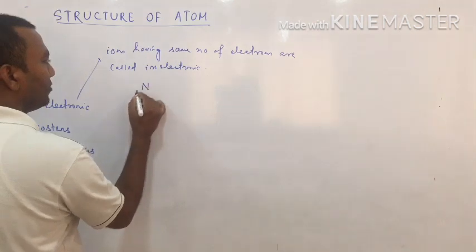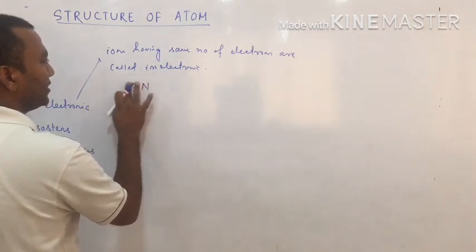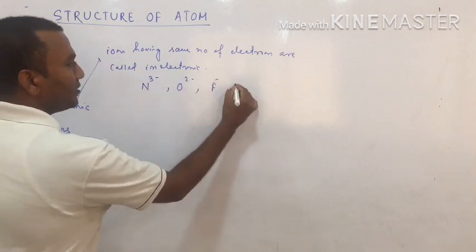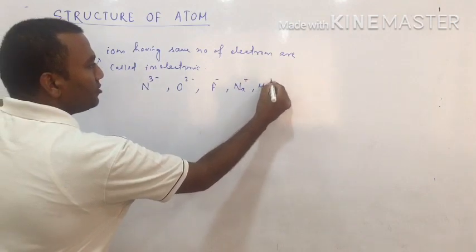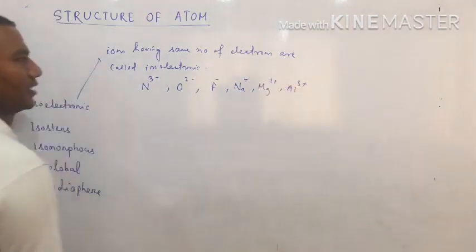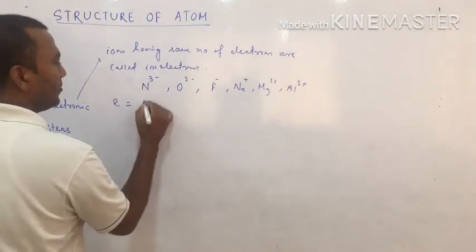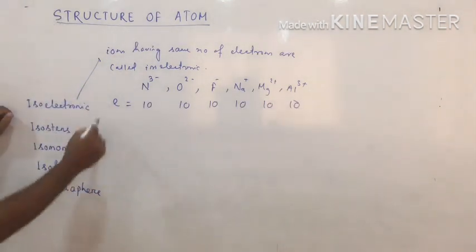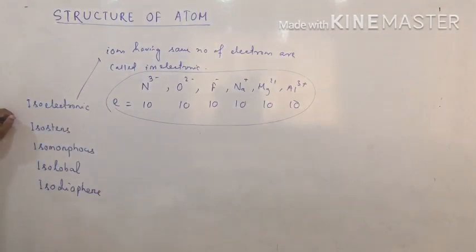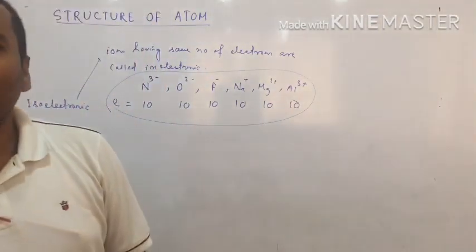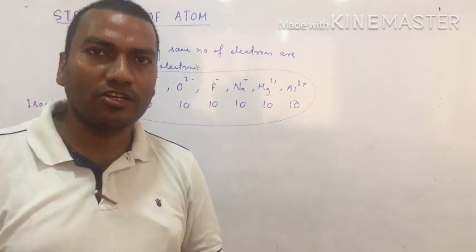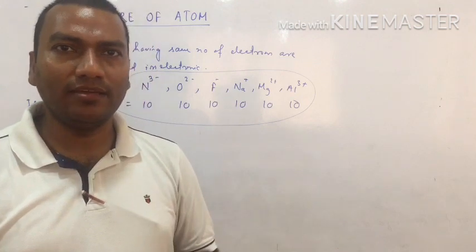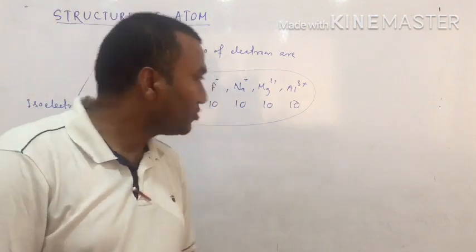Suppose you see nitrogen N3-, O2-, F-, Na+, Mg2+, Al3+. Clear? So here the number of electrons is 7 plus 3, 10, 10, 10, 10, 10, 10, like this. That means we can say these are isoelectronic. Understood? So ions having the same number of electrons are called isoelectronic. Maybe cation, maybe anion, maybe neutral also. Understood?